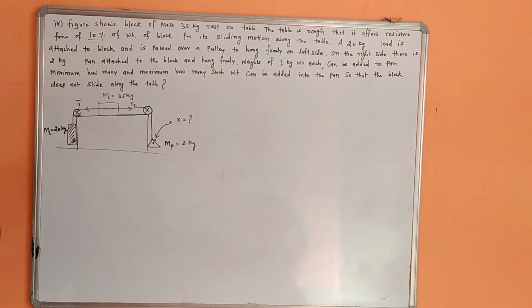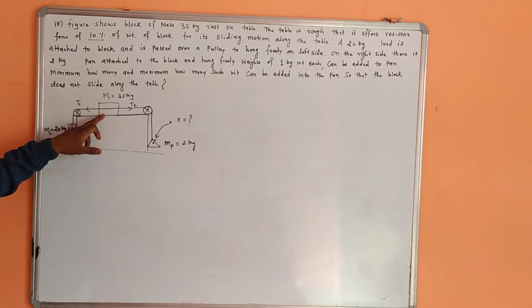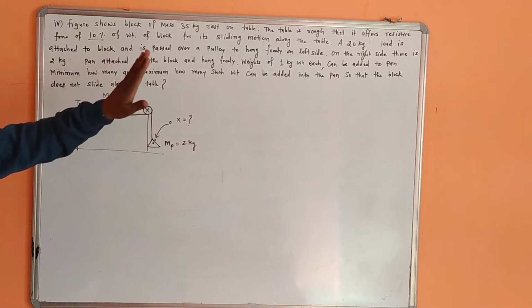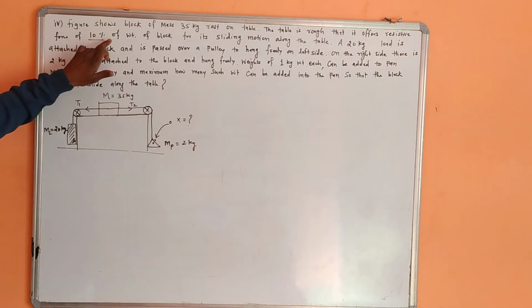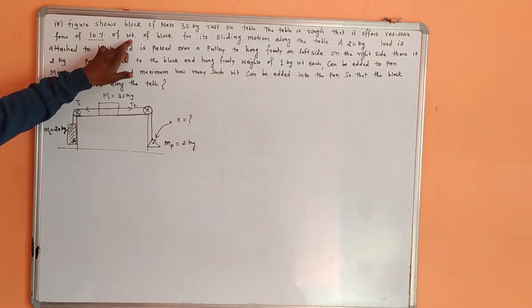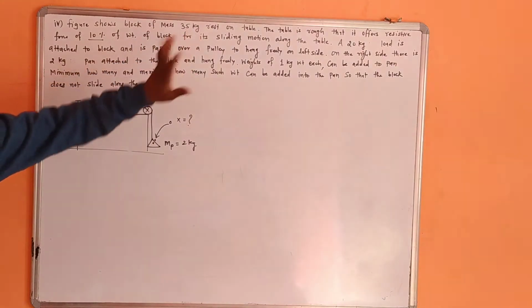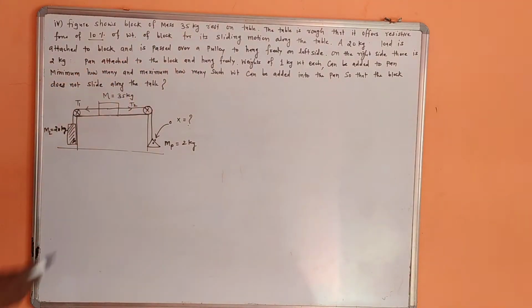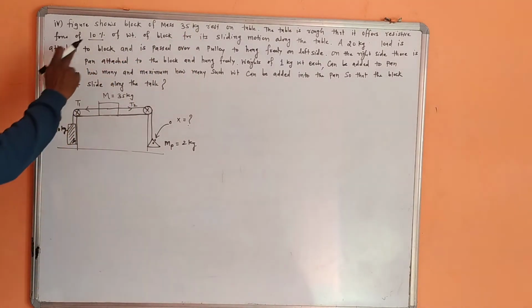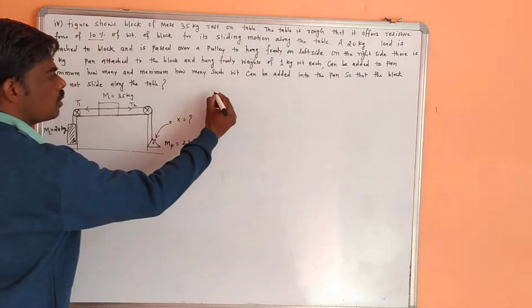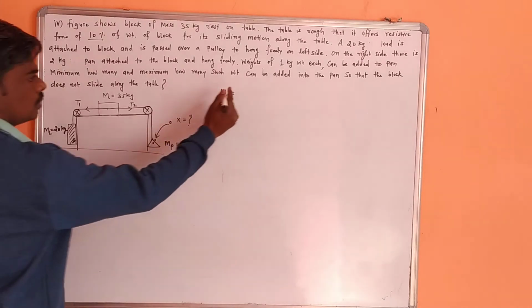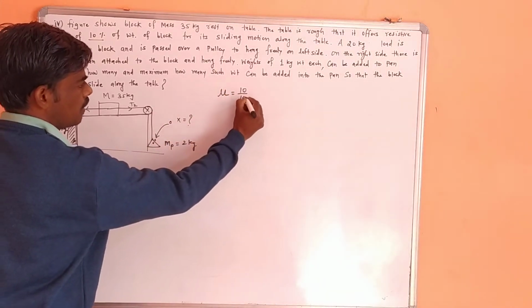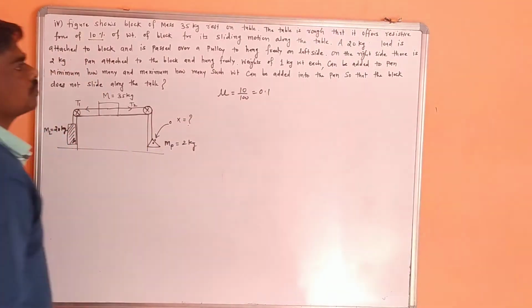So see this problem. The figure shows a block of mass 35 kg resting on the table. The table is rough, such that it offers a resistive force of 10% of the weight of the block for its sliding motion along the table. That means this 10% is nothing but the coefficient of friction mu. 10% means 10 by 100, it becomes 0.1.